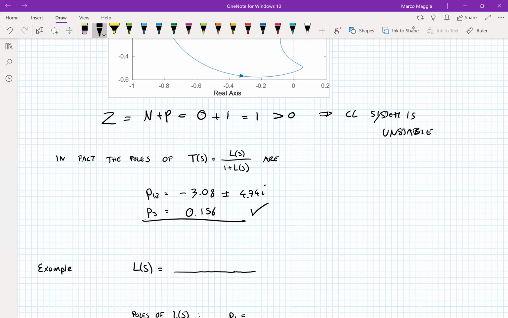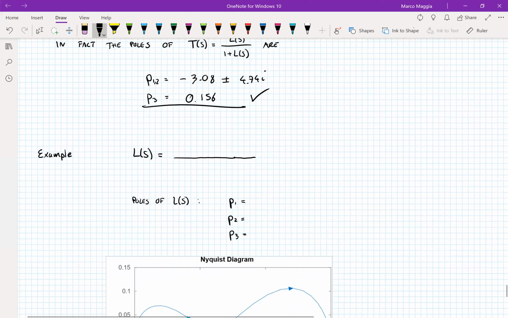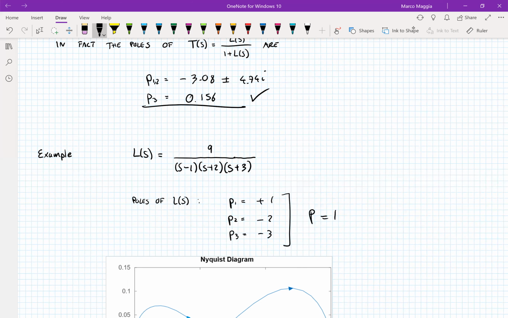Let's take a look at the second and last example. L(s) equals 9 over (s minus 1) times (s plus 2) times (s plus 3). What are the poles? Plus 1, minus 2, minus 3. P is equal to 1. We only have one positive pole.